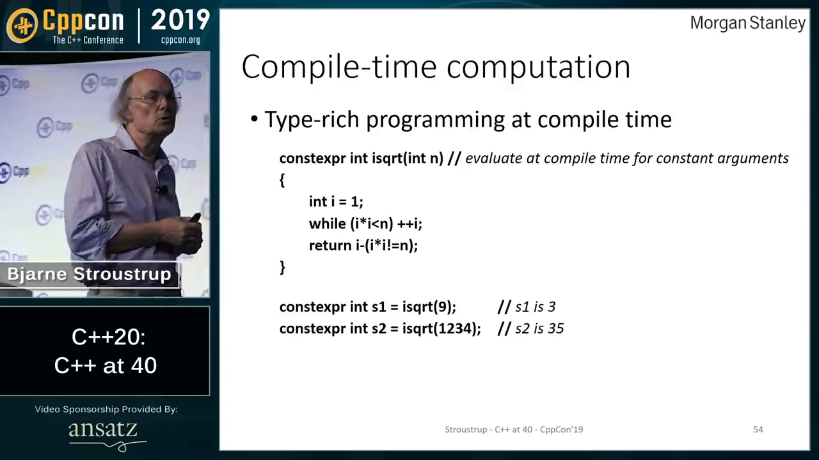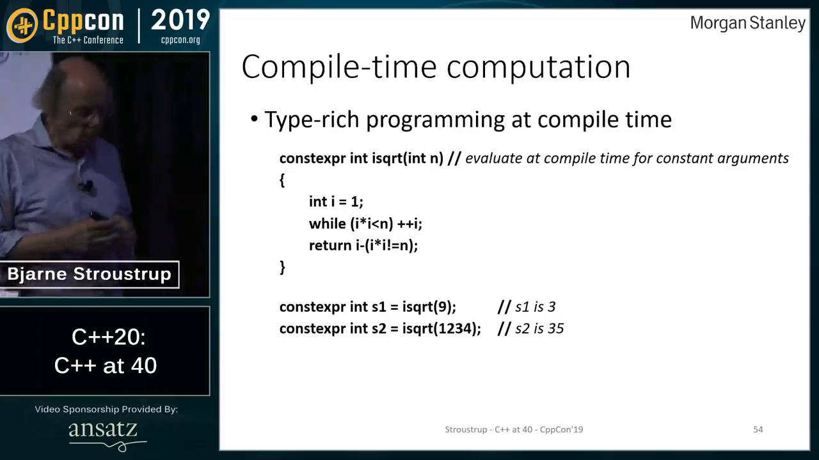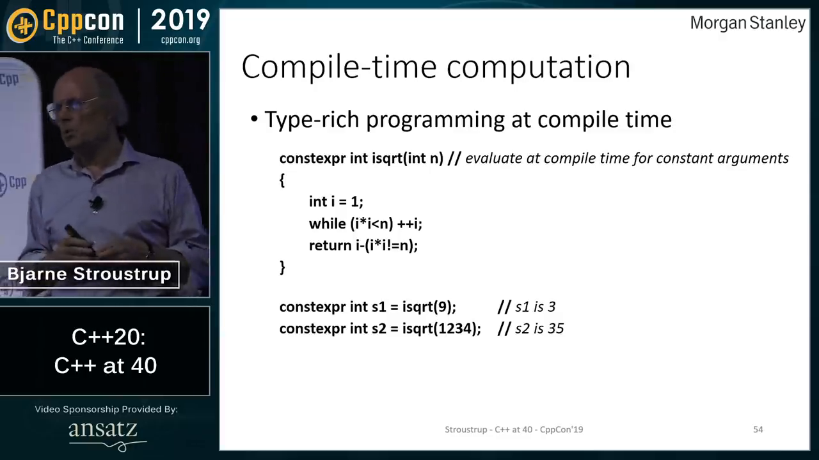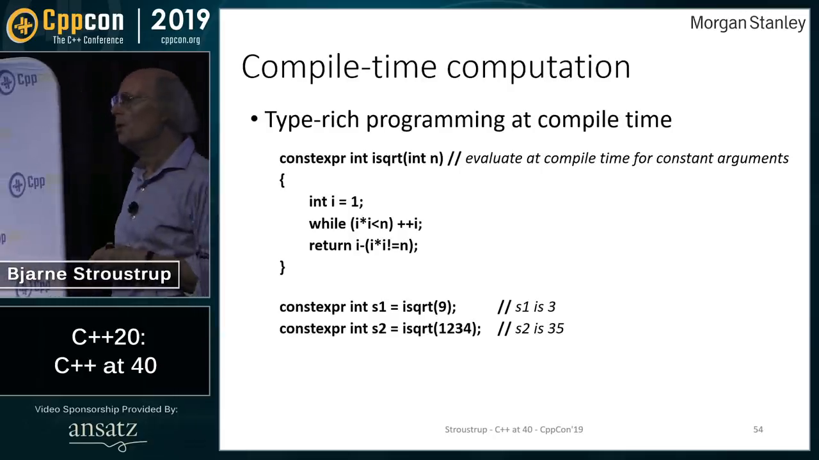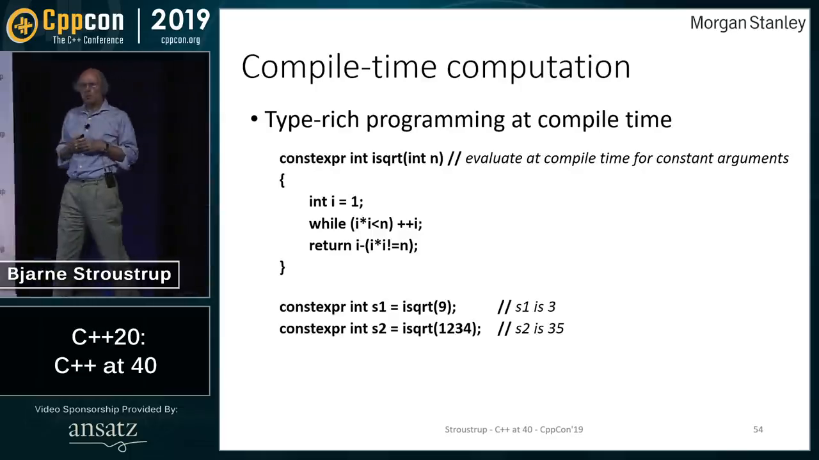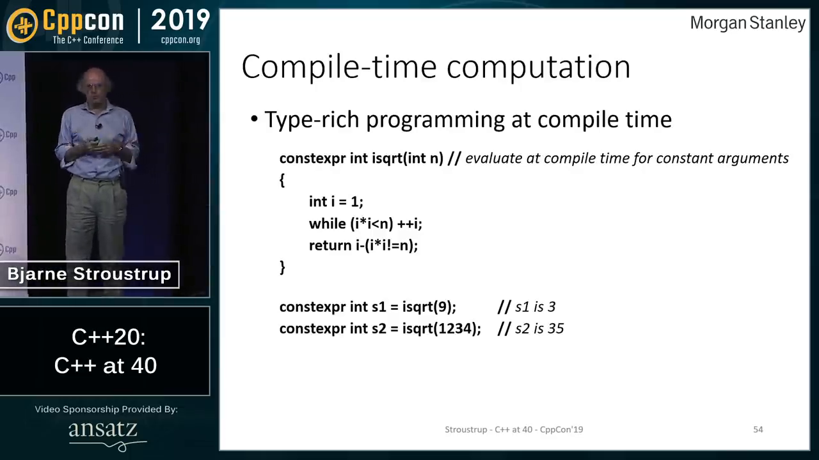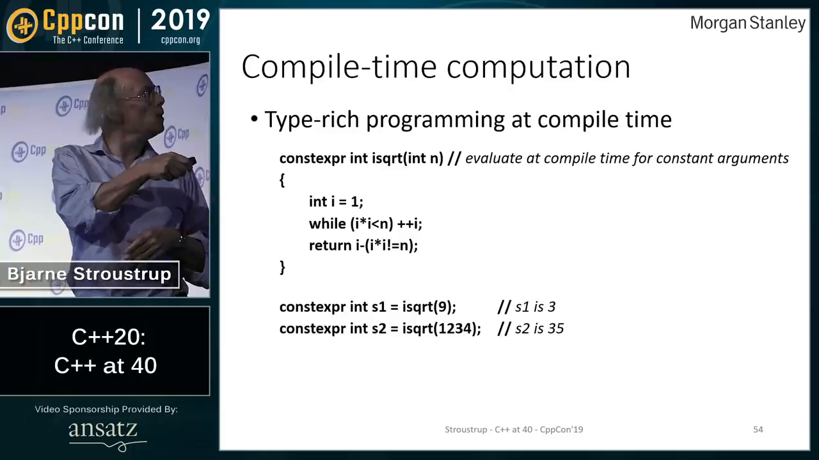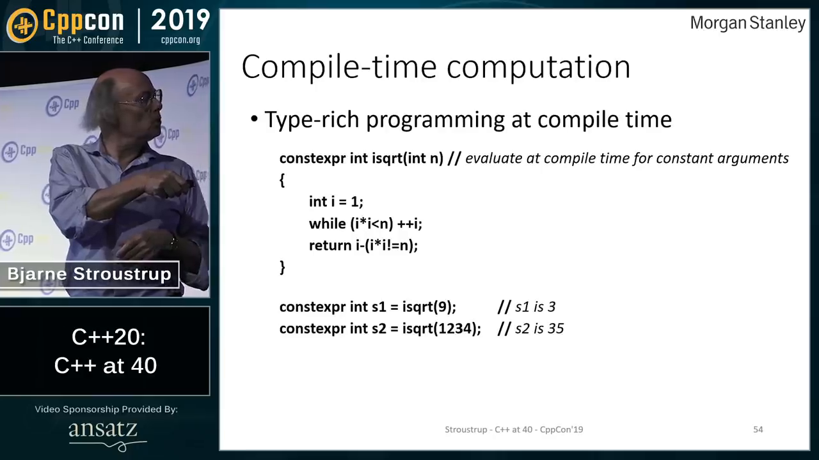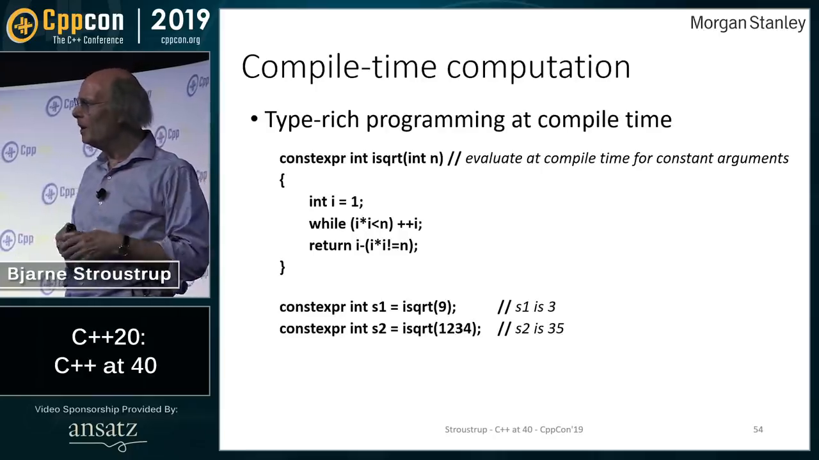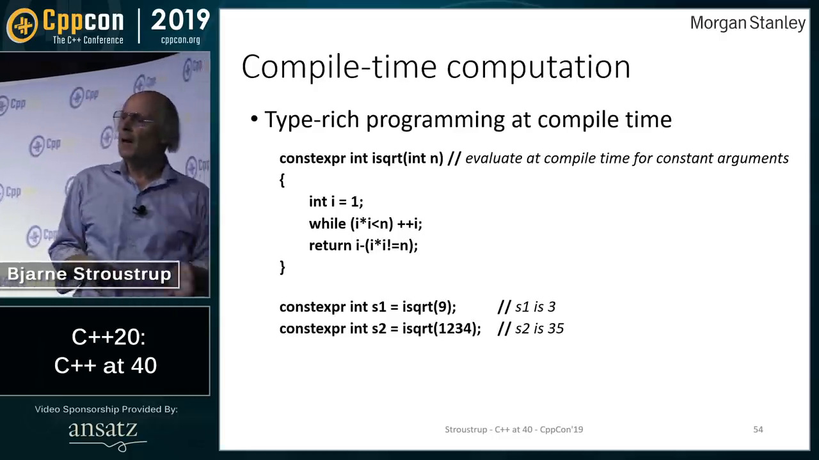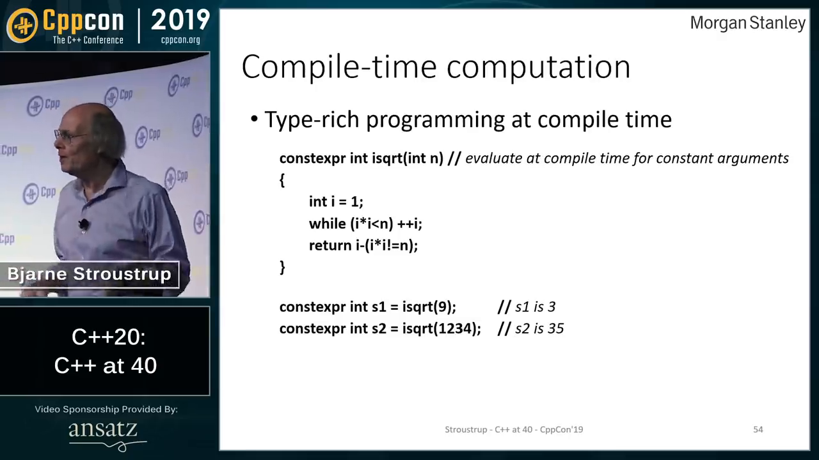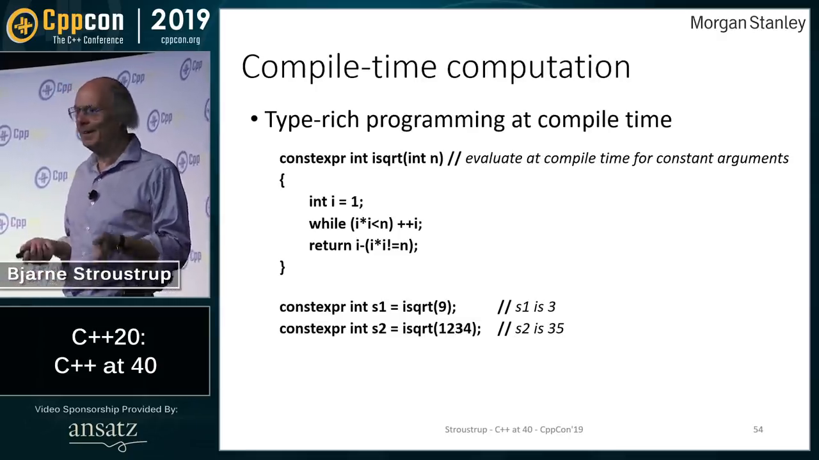So here's the integer square root that I got a mail about maybe 20 years ago. Somebody in the embedded systems industry wanted an integer square root at compile time, and it took us a few years to figure out how to do it, but that's the simplest square root algorithm I know. I'm saying it's constexpr, so I can take the square root of 9. I could have done that myself, but then I would have the magic constant 3 in the program. And how would I know that it was meant to be the square root of 9?